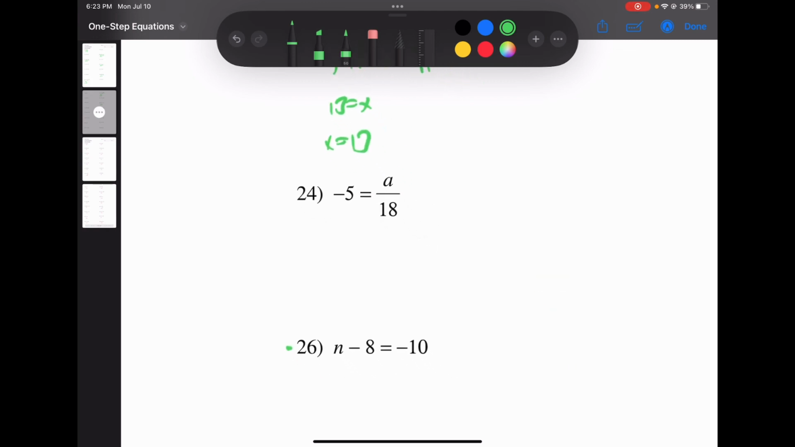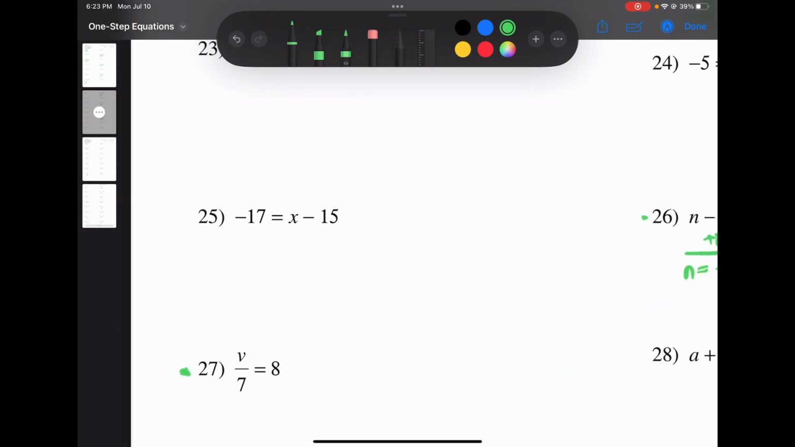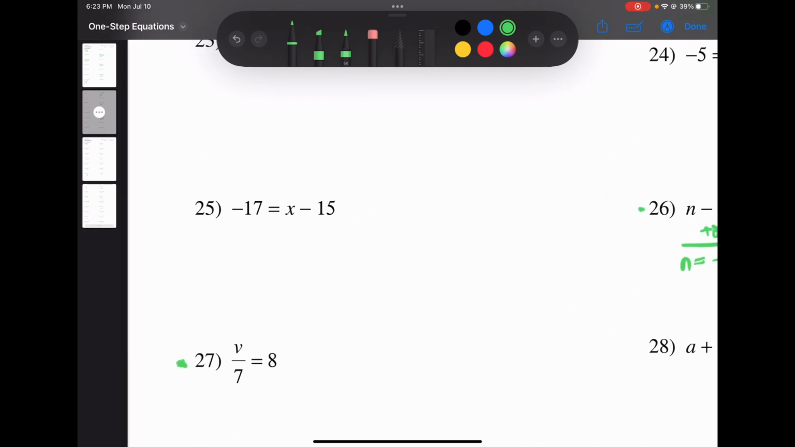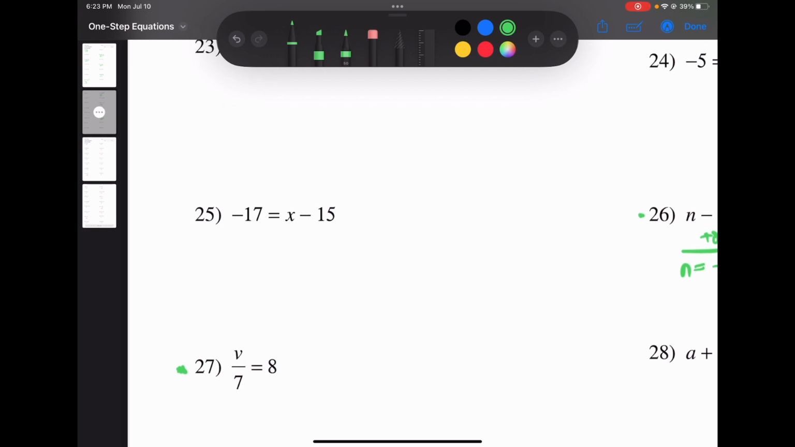Question 26, n minus 8 is equal to negative 10. So this is straightforward. Add 8, n is equal to negative 2. Another way to think about it is 8 minus 10. And the last question, 27, v over 7 is equal to 8. So we have division. So we can multiply both sides by 7 to get rid of the denominator, and we have that v is equal to 56.